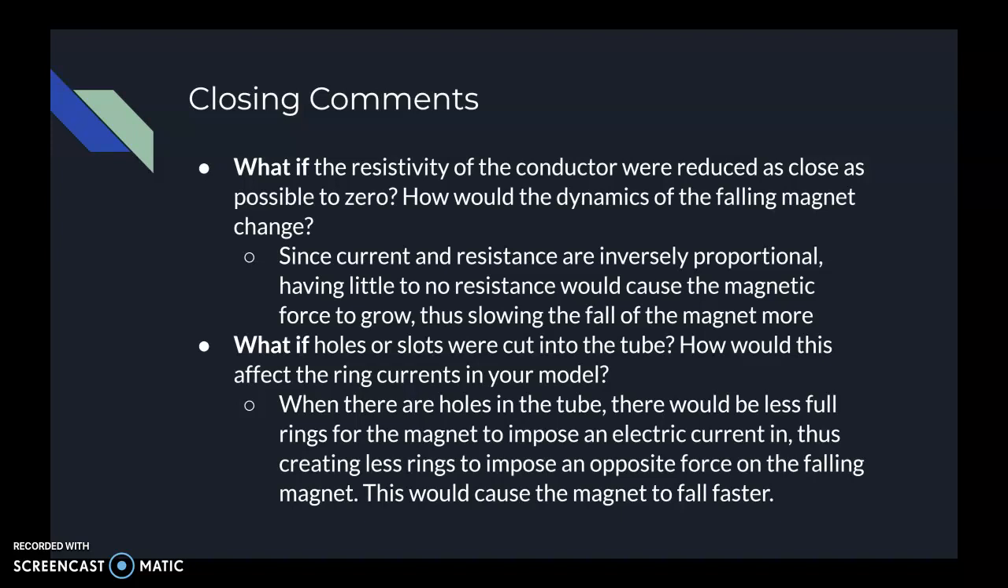The second what-if question asked, what if holes or slots were cut into the tube? How would this affect the current in the model? Well, when there are holes in the tube, there would be less full rings for the magnet to induce an electric current in, thus creating less force opposing the falling magnet. This would cause the magnet to fall faster.